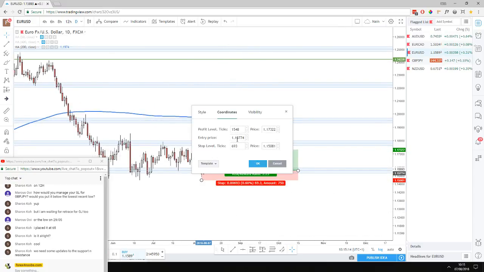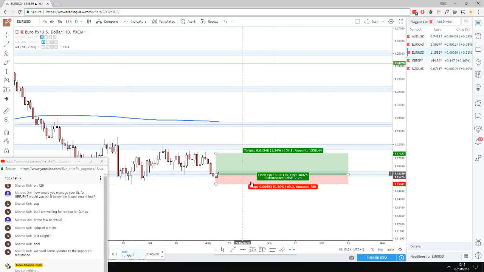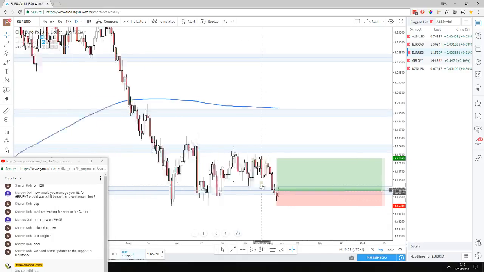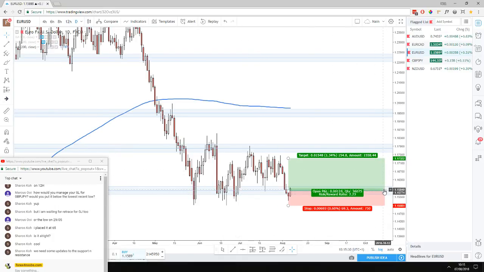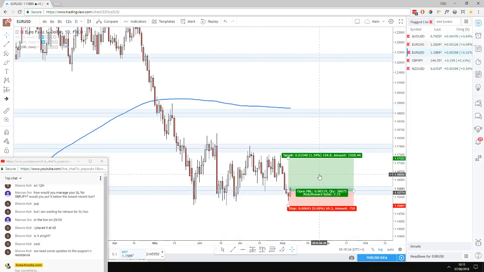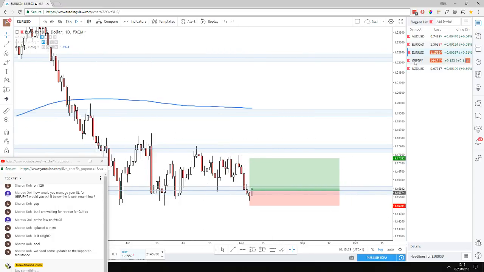Entry at around 1.1577, target 1.1732, stop loss 1.1508, something like that roughly. I mean, it doesn't have to be those exact numbers. I obviously just threw this on in 2 seconds on my chart, so that's not perfect, but yeah, something like that would be ideal. It's a minor retrace, so it could definitely happen. Do keep a close eye on that one, guys.